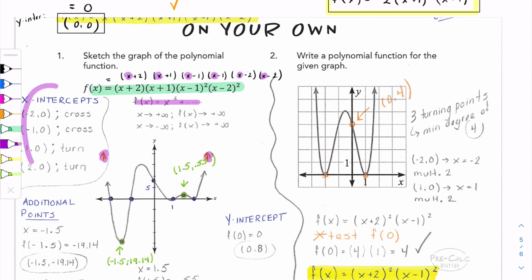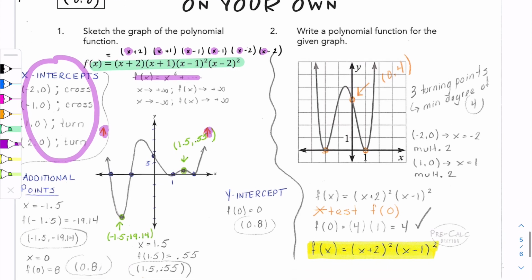Over here, I determine my x-intercepts from my factors. With my x-intercepts, I indicate what the multiplicity tells me to do. So am I crossing at that point or am I turning? You can see I labeled all of those. Between each point, I find an additional point. This allows me to more accurately sketch the graph. I have my y-intercept at 0, 8.